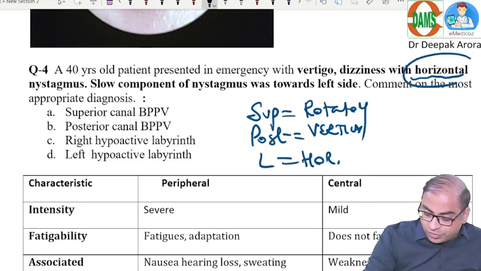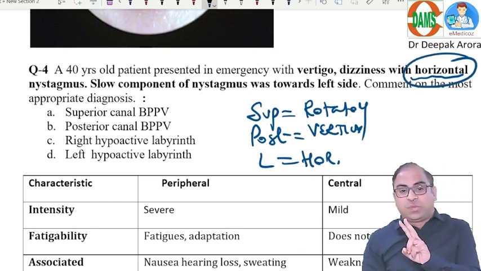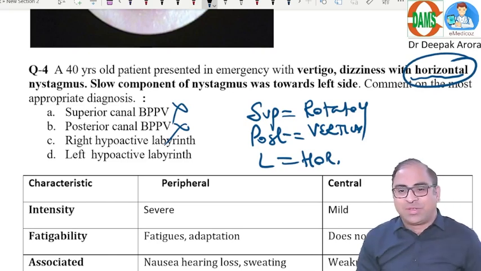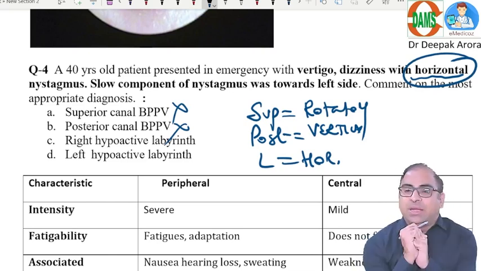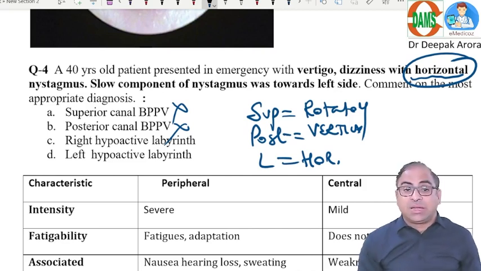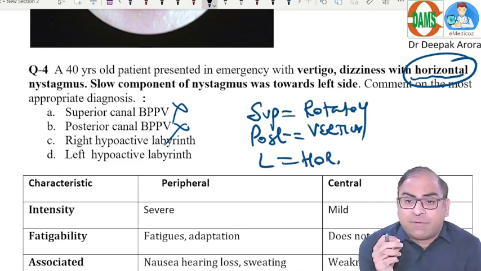So the word horizontal is ruling out two choices, beta. Which choices? Superior and posterior. This should be the approach to the MCQ. So I can rule out options A and B very comfortably. Now coming to options C and D, it is right hypoactive or left hypoactive.